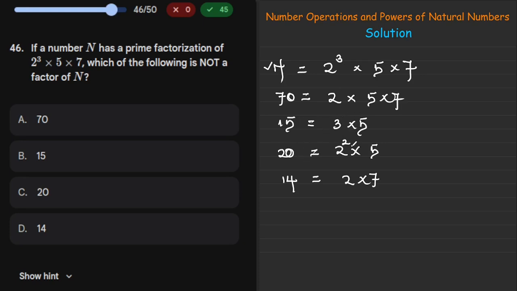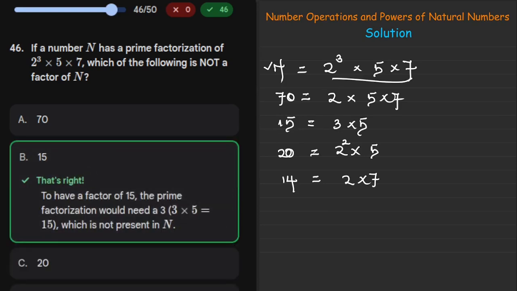But then for 20, we have 2 raised to the power 2, which is inside this. We have 5, which is also here. And that alone is enough. Then for 14, we have 2, which is also inside this. And then we have 7, which is also inside this. So simply put, you just need to make sure that the number's prime factorization is a subset of what you have over here. And in this case, we have 15, which doesn't satisfy that. So 15 is not a factor of the n in question.